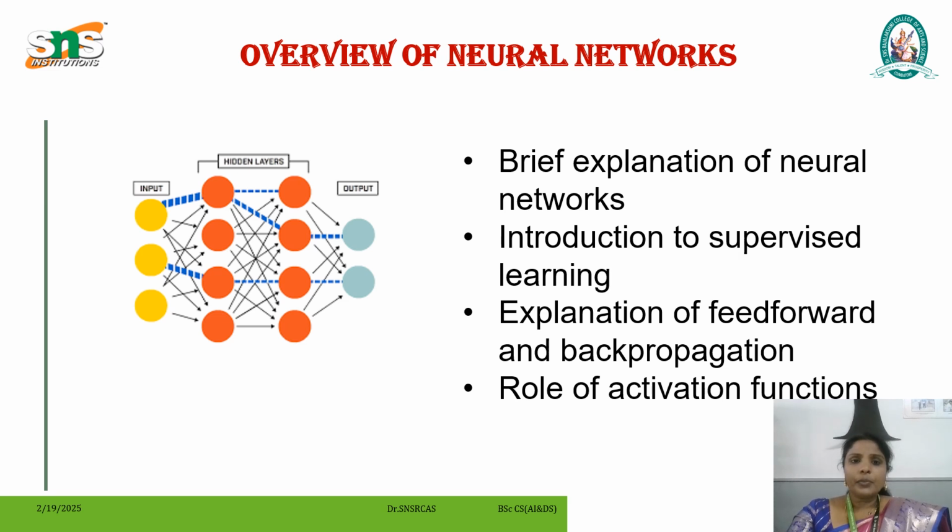Next, feed forward and back propagation. It describes the fundamental mechanism of forward propagation, called the forward pass, and backward propagation, called the backward pass, within a neural network, which is essential for understanding how these models learn from data. Then the role of activation functions: their significance in introducing non-linearity to neural networks, enabling them to learn complex patterns and relationships within data.